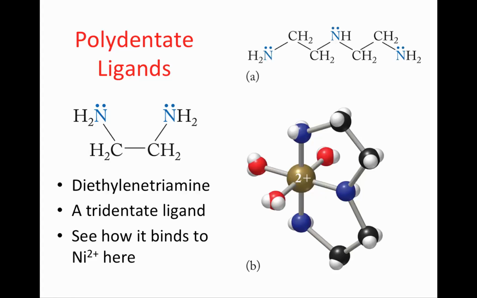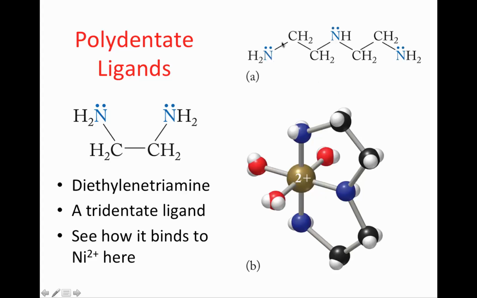Here's another example of a polydentate ligand. This is diethylene triamine. An ethylene unit is a CH2CH2 unit, and we've got two of these, one here and one here. So this means we have diethylene. Then we have triamine, so we've got an amine here and an amine here and an amine here.